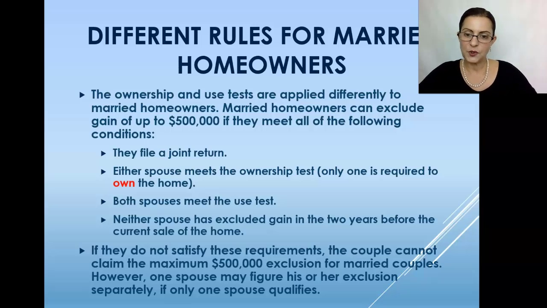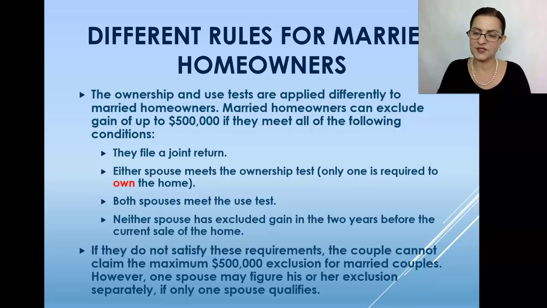Now, if they don't satisfy these requirements, the couple cannot claim the maximum $500,000 exclusion for married couples. However, one spouse may figure his or her exclusion separately if only one spouse qualifies. And I think if they're going to throw a question like this at you on the test, then they're going to give you a scenario like this, where the spouses would meet all of these tests, but then they decide to file separate returns. So if it's a married couple and only one of them owns the home, but otherwise they meet all of the tests, they have to file jointly in order to take that $500,000 exclusion.